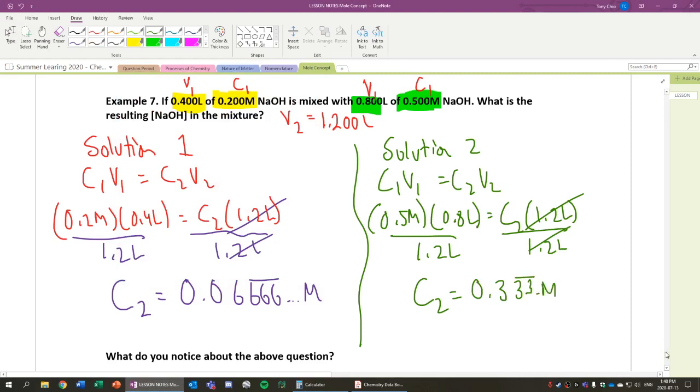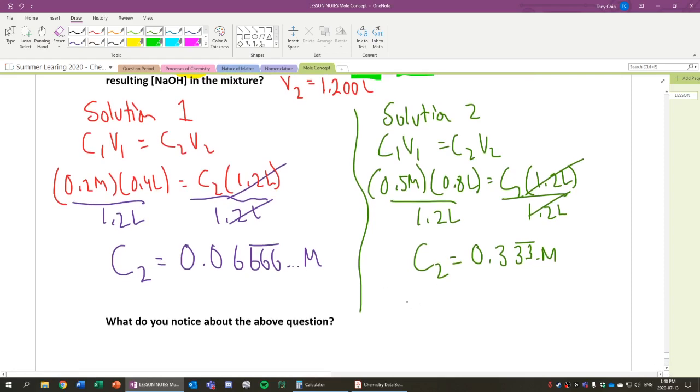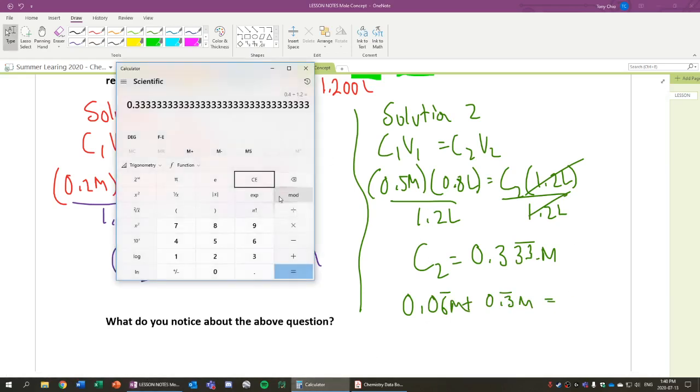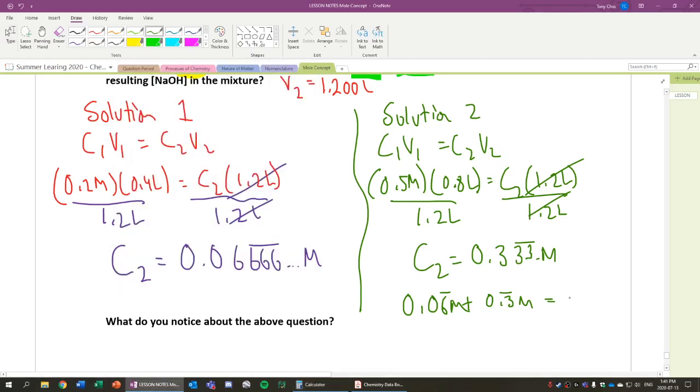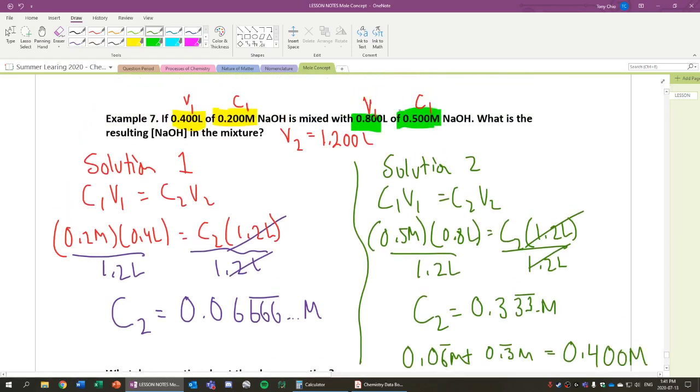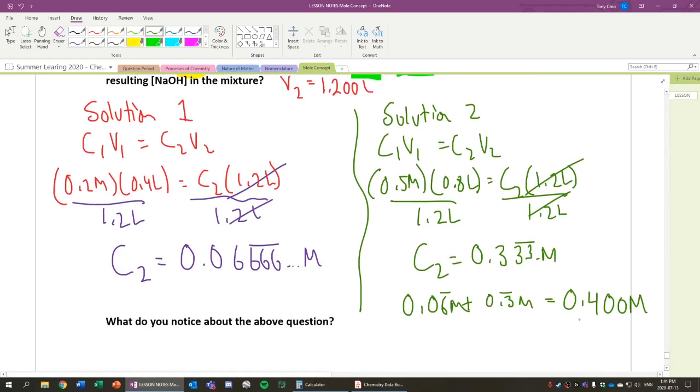Okay. So our final step is to add these two. 0.06 repeating plus 0.3 repeating, if I add these two and round it out, is going to equal 0.400 molarity to 3 sig figs, because my lowest number is 3 sig figs. So that's my final concentration when I mix these two.